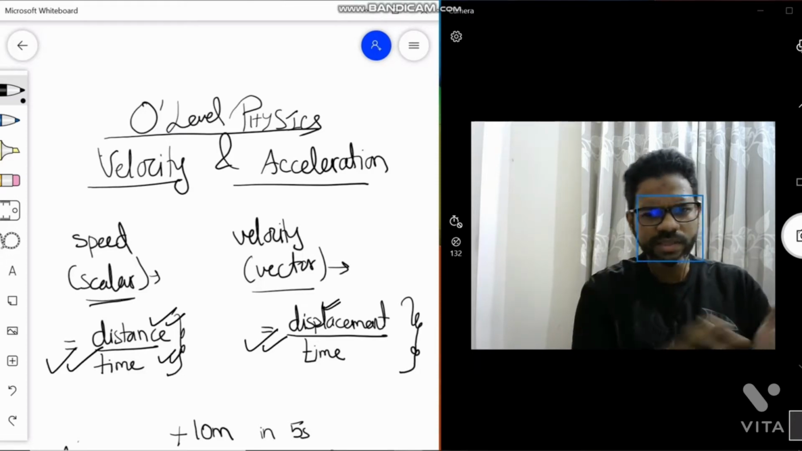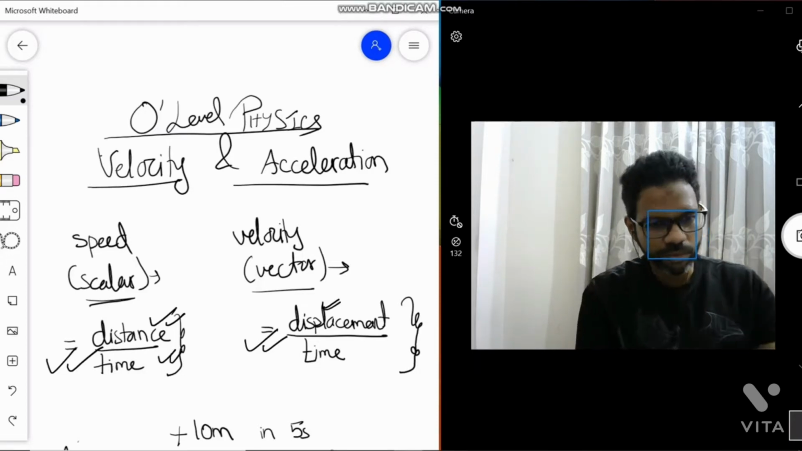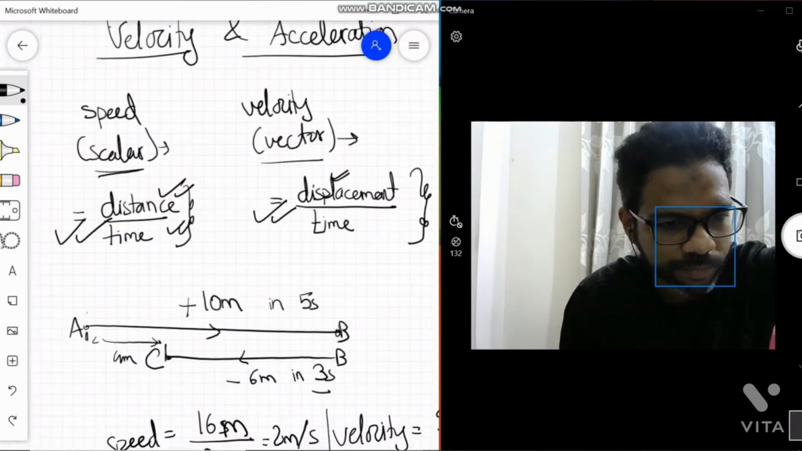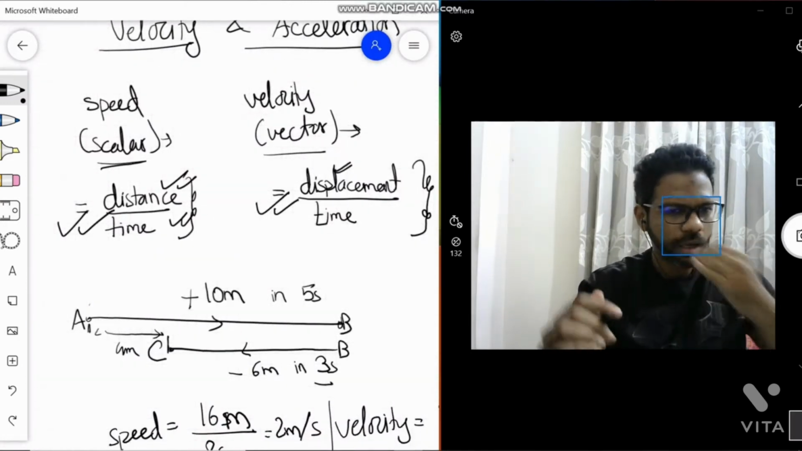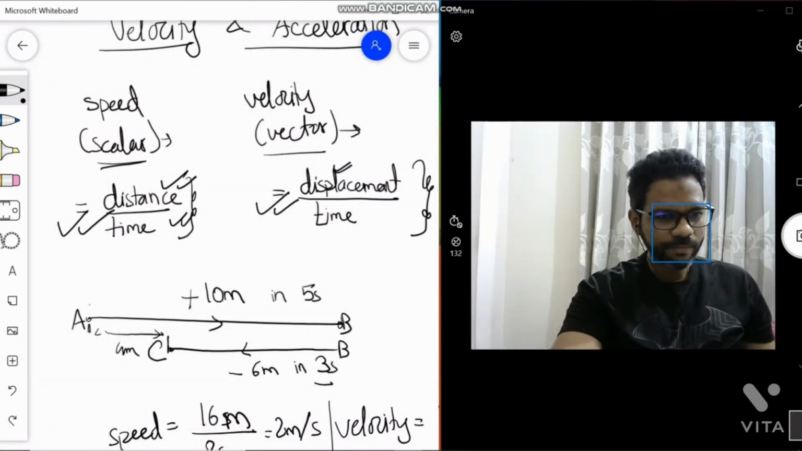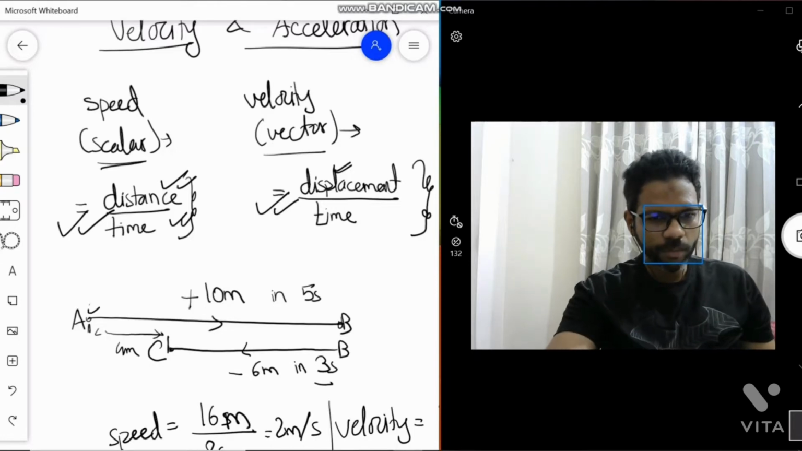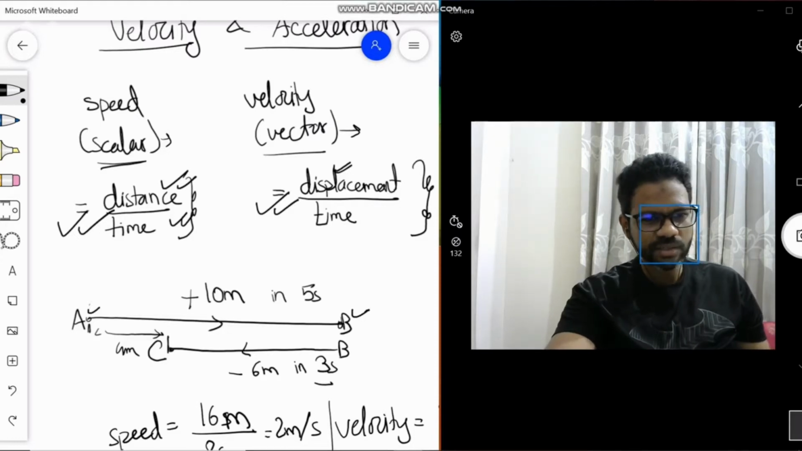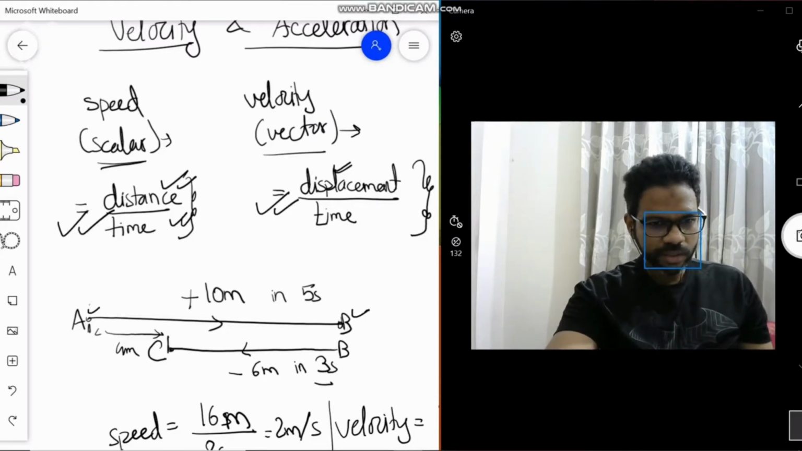So let us do an example quickly and figure out how they work. Let's say we start from a point A and we go up to a point B. The distance from A to B is 10 meters, and a person takes 5 seconds to move from A to B. The person then starts again from B and goes all the way to another point C. Now C is in the opposite direction, which is 6 meters.